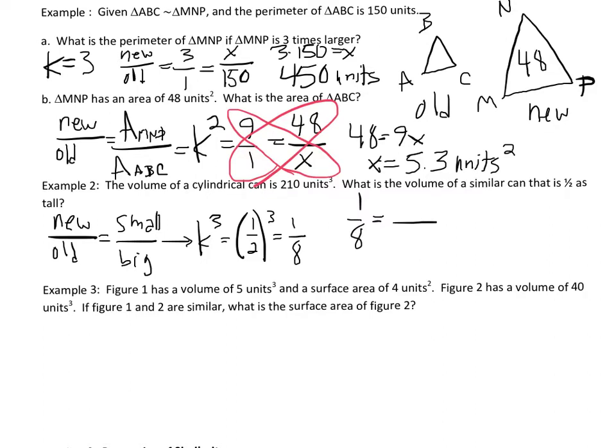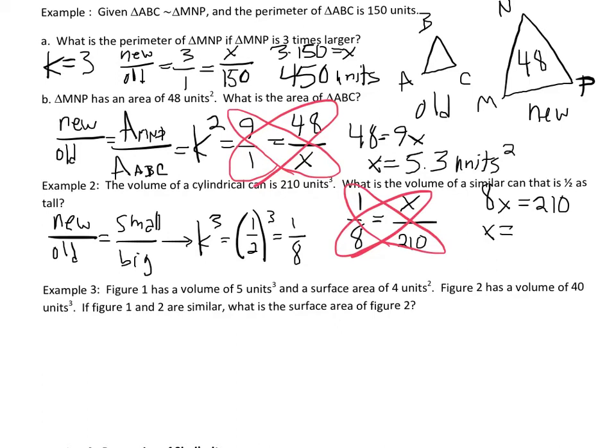I know that the volume is 210, oh excuse me, and it asks for the volume of a smaller can. So I know the big one is 210, and this is the one I solved for. So I cross multiply. So 8x equals 210. Divide both sides by 8.